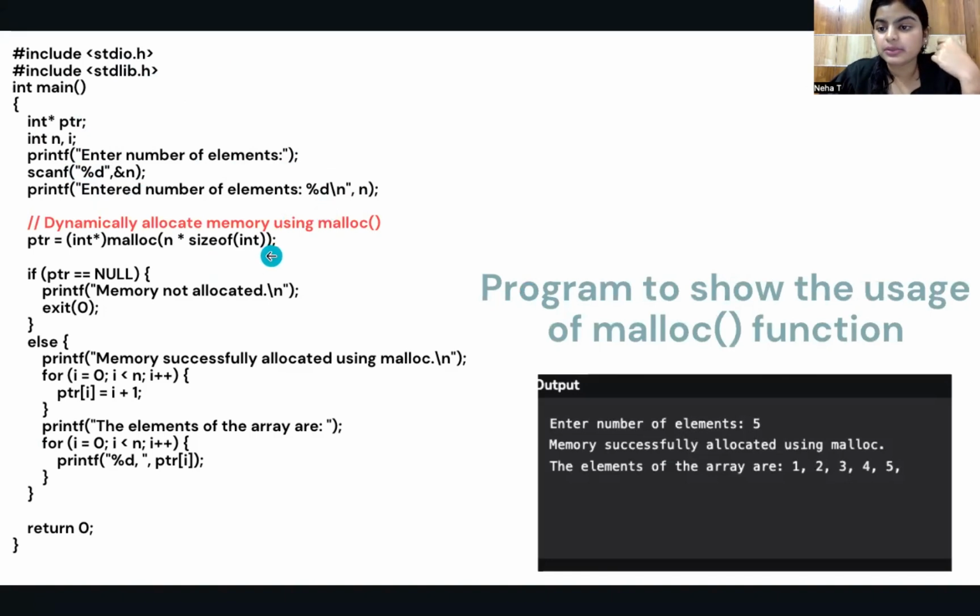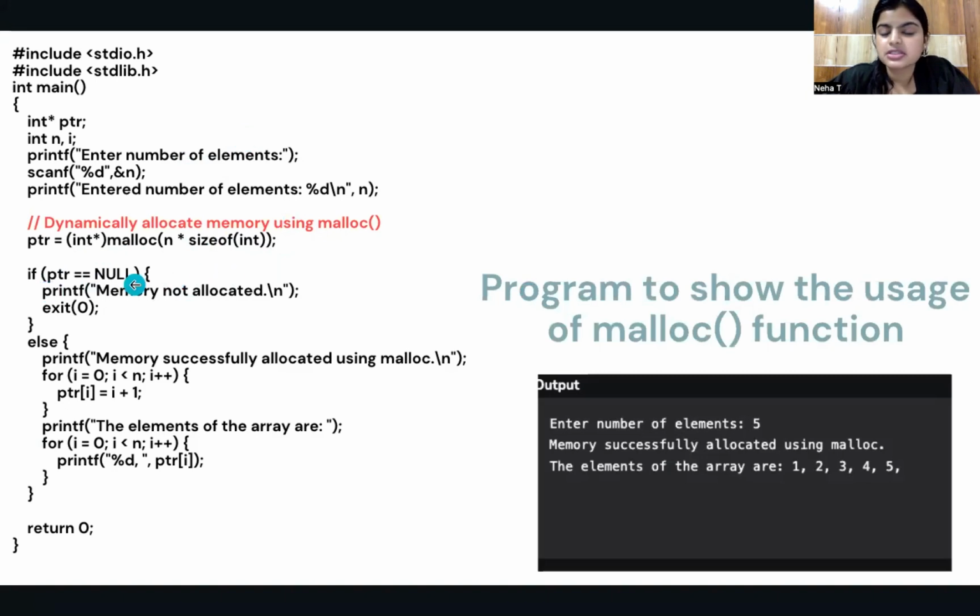Dynamically allocating memory using malloc, we have the pointer is equals to int star, the data type star, malloc, and open the bracket n star size of int. This is the syntax for the memory allocation using the malloc function. So int is a data type, malloc keyword, n star, n is what? N is the number of elements we have taken here, size of int.